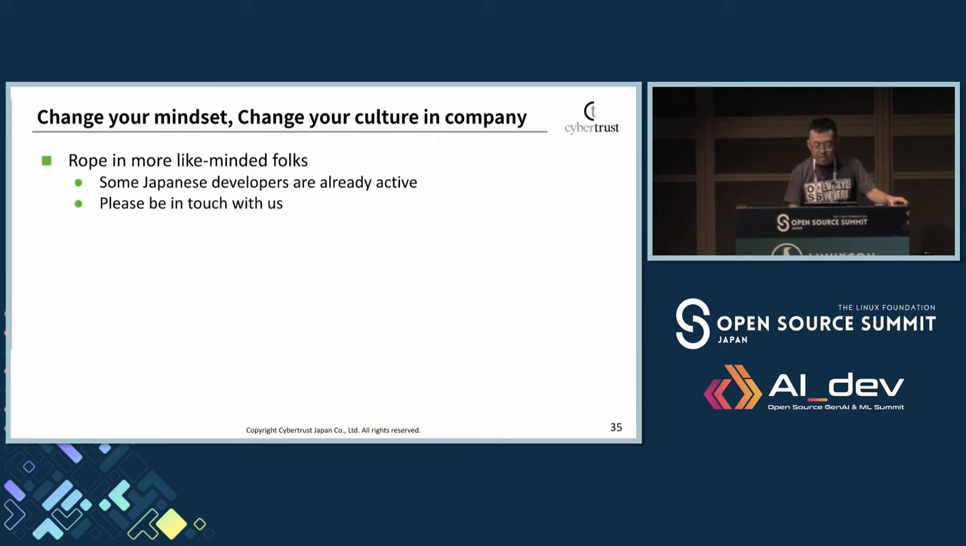Changing your mindset is also difficult, but do it little by little. Don't wait for the LTS kernel release. Please take action. Try to change the culture of your company so that you can take action for the kernel ecosystem. It's important to get a friend to do it together. It's hard to do it alone. Some Japanese developers are already active. Please be in touch with us.